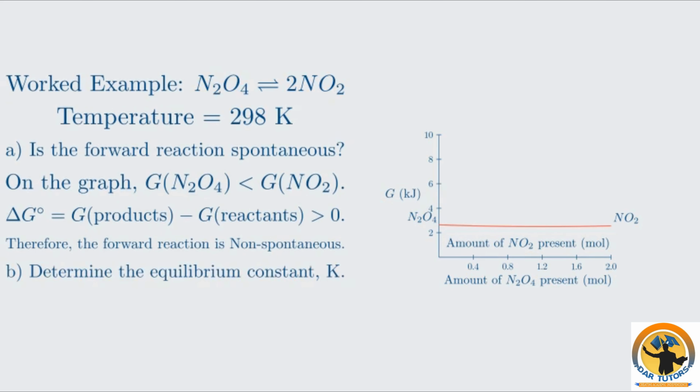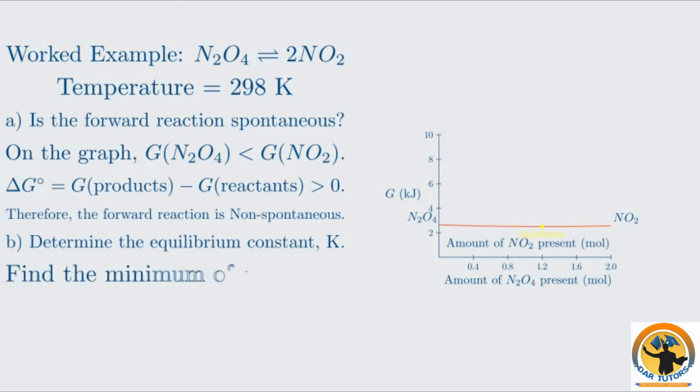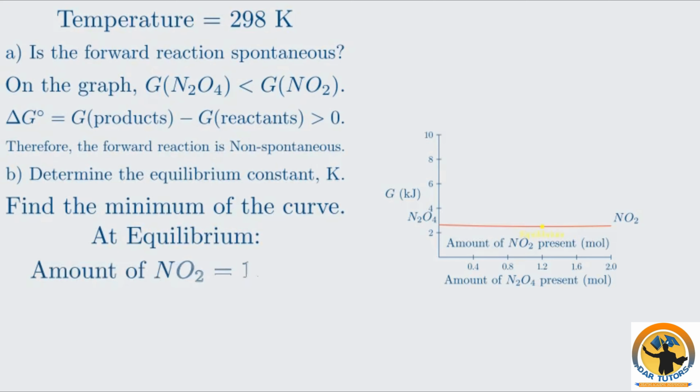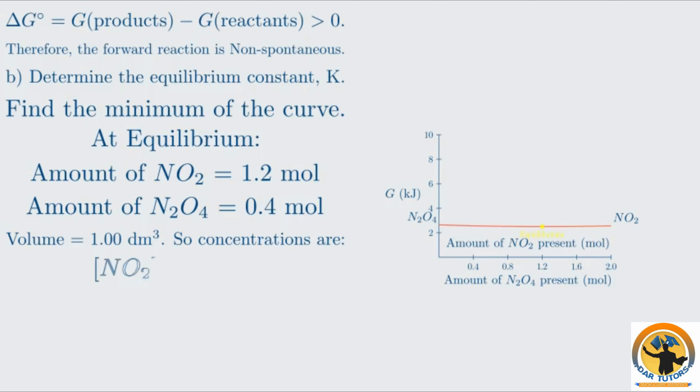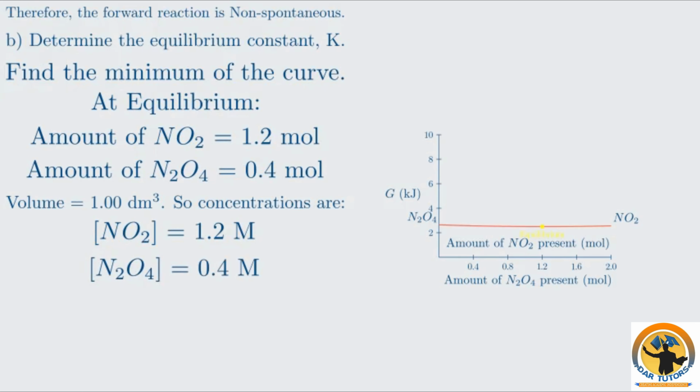Next, part B, let's determine the equilibrium constant, K. We find the minimum point on the curve, which represents the equilibrium state. At this point, the graph shows that the amount of NO2 is 1.2 moles, and the amount of N2O4 is 0.4 moles. Since the volume of the tube is 1 dm3, these molar amounts are equal to the molar concentrations. So the equilibrium concentration of NO2 is 1.2 M, and N2O4 is 0.4 M.